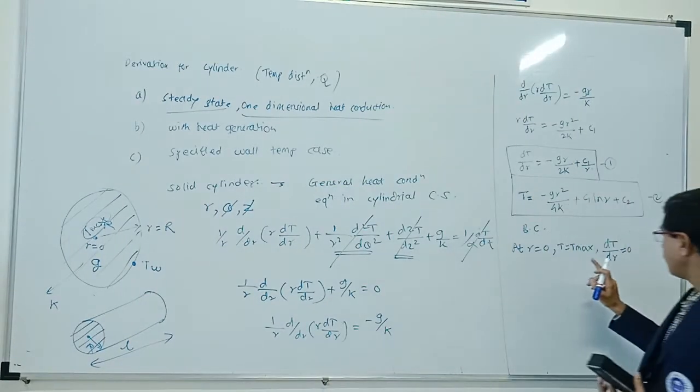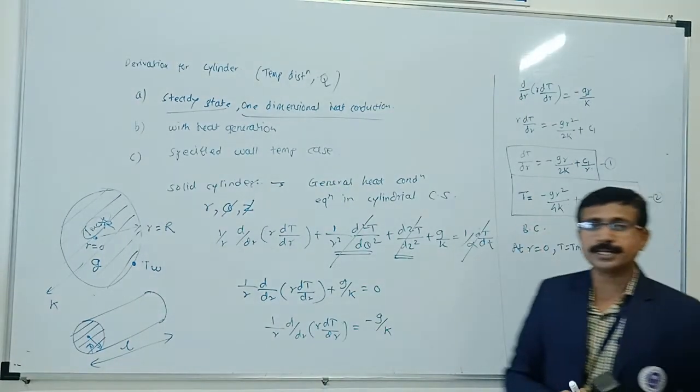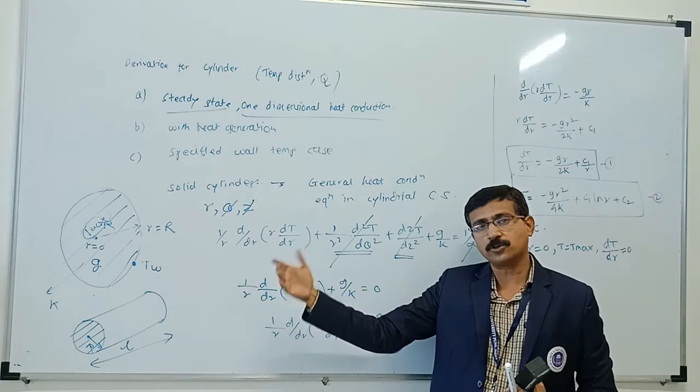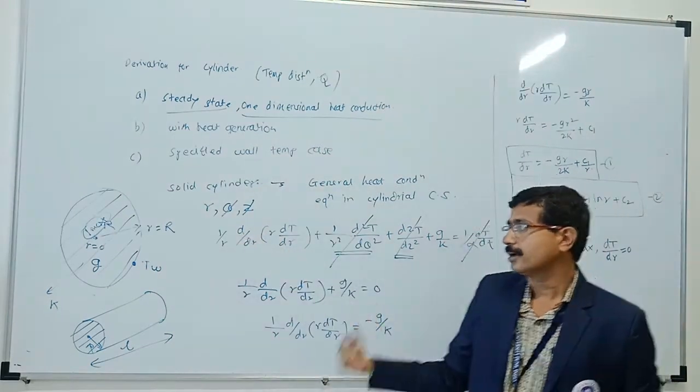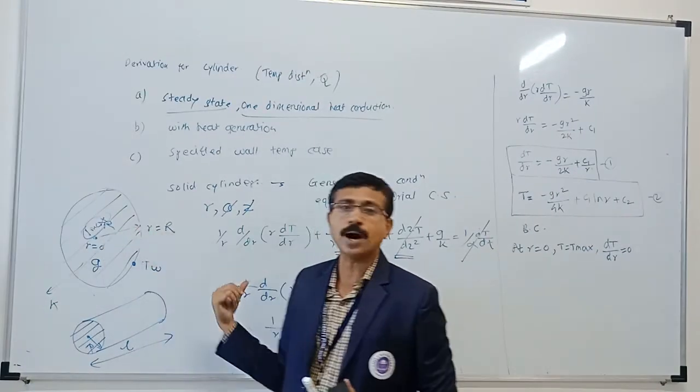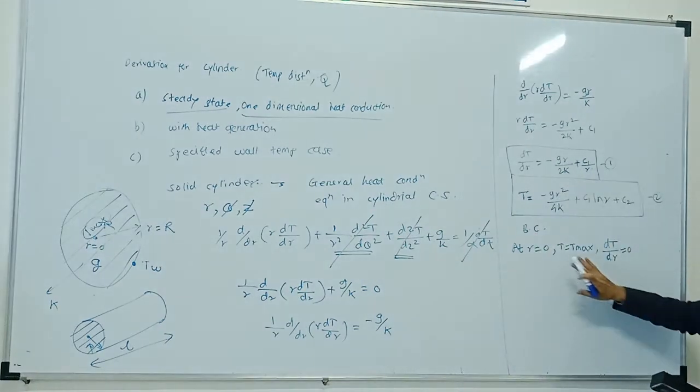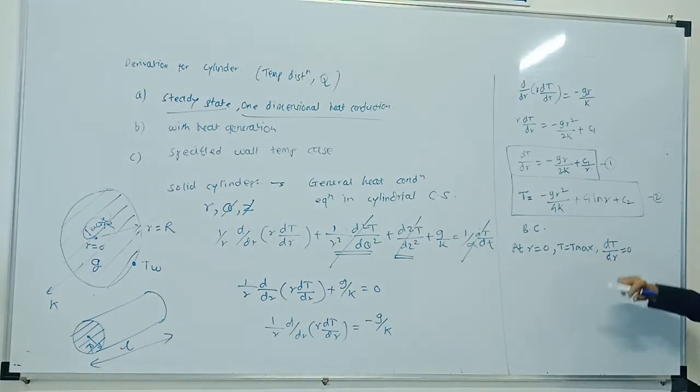So in slab में variable क्या था? x is equal to 0 to x is equal to L. Here r is equal to 0 to r is equal to R. So r is variable here. So T is equal to T max by maximum condition, dT by dr is equal to 0.